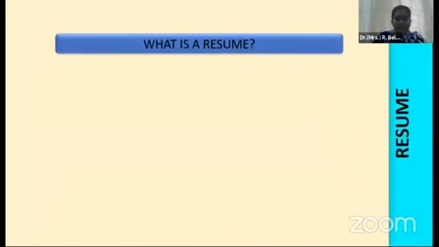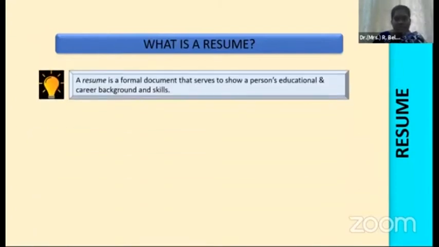Next, I'm going to talk about the resume. What is a resume? Resume is actually a French word and it means a formal document. So a resume is a formal document that serves to show a person's educational and career background and skills. I hope many of you would have prepared your resume or are in the process of preparing it. But for those who are seeking a job, a resume is a must.